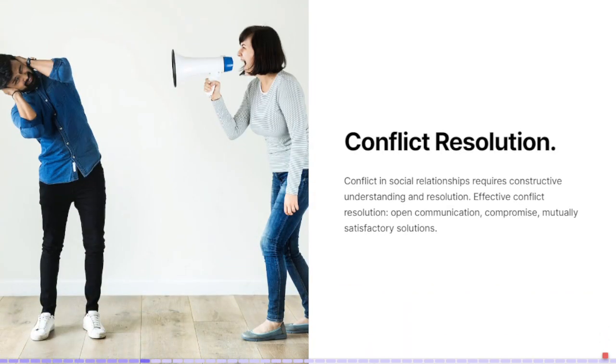Next is conflict resolution. Because conflict is an inherent part of social relationships, we need to understand and resolve any conflict that arises. Effective conflict resolution involves open communication. It also involves compromise, and you should find mutually satisfactory solutions.